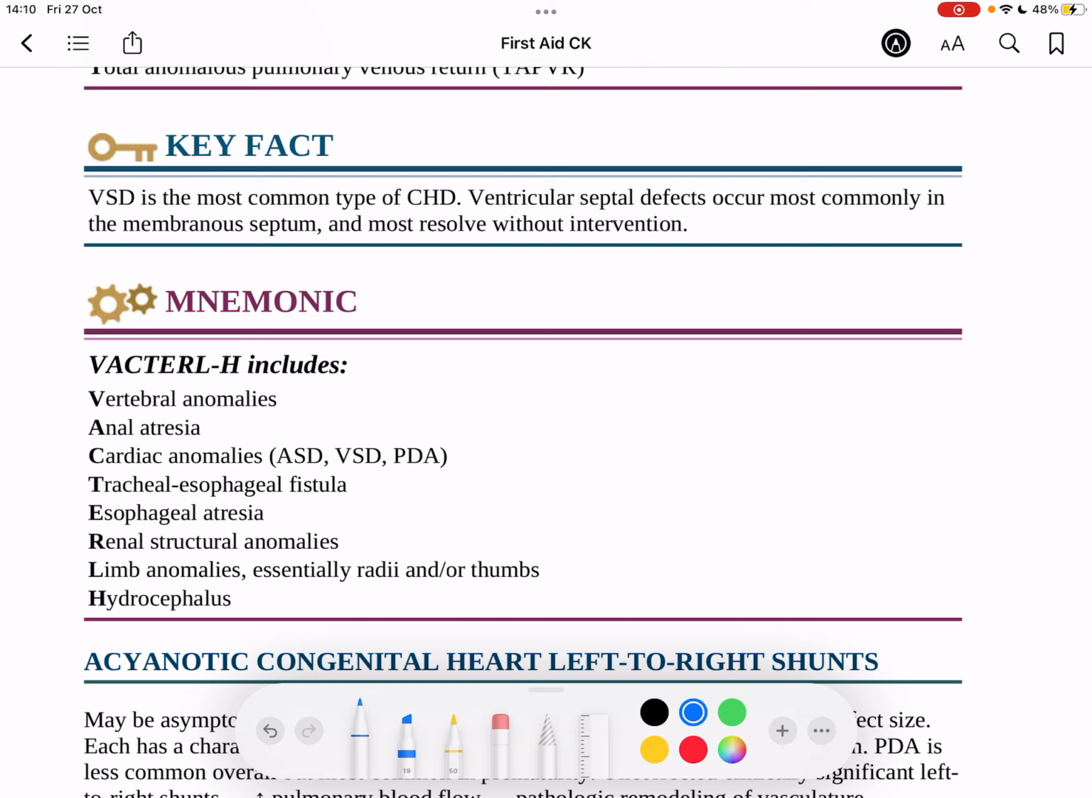Ventricular septal defects most commonly occur in the membranous septum, but they can also happen in the muscular part of the septum, but it's mainly in the membranous section. And most of them resolve without intervention, but if they're really, really big, then you might have to do surgery. But we'll talk about that in more detail.